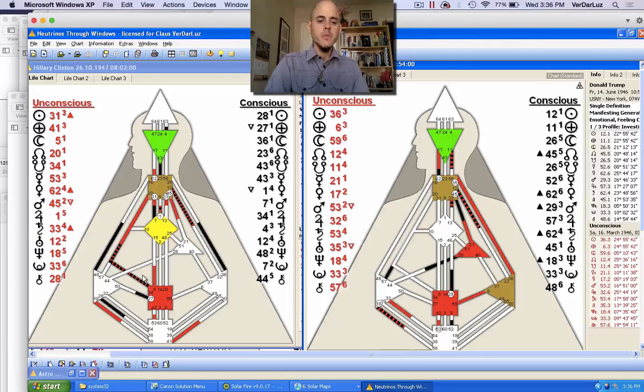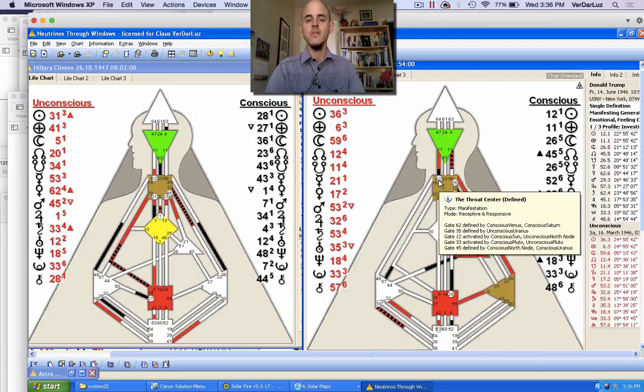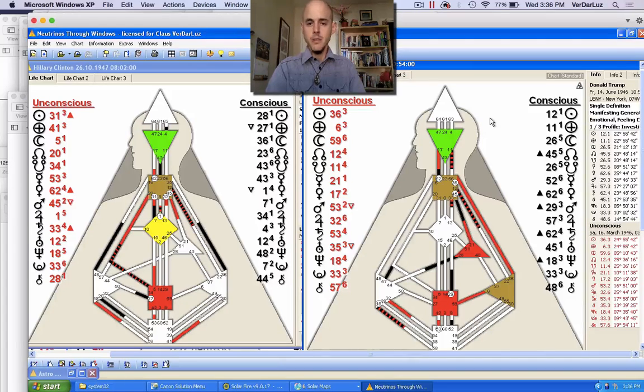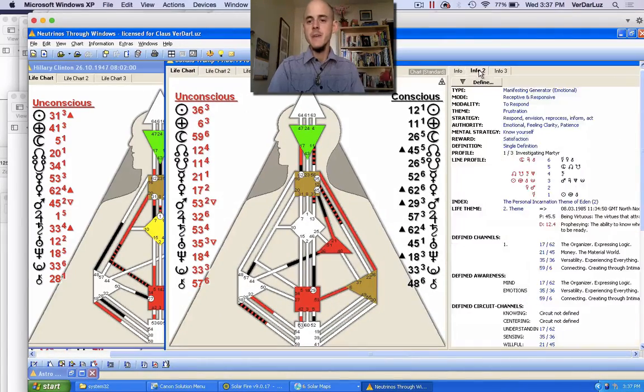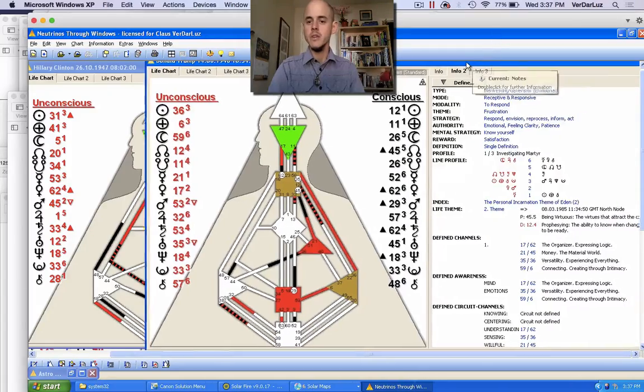Now, just a couple more differences here. Both of them have their mental centers defined and their throat centers defined, but through two different channels of energy. Donald has it through the channel 17-62. This can be a very powerful channel to have when we are speaking to people. They actually call it the channel of opinions. It's one of the names for this channel.